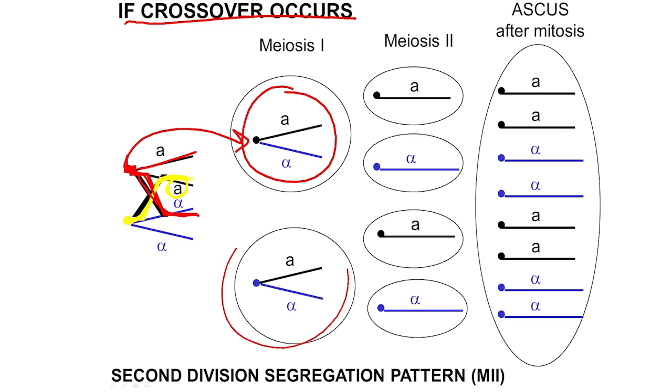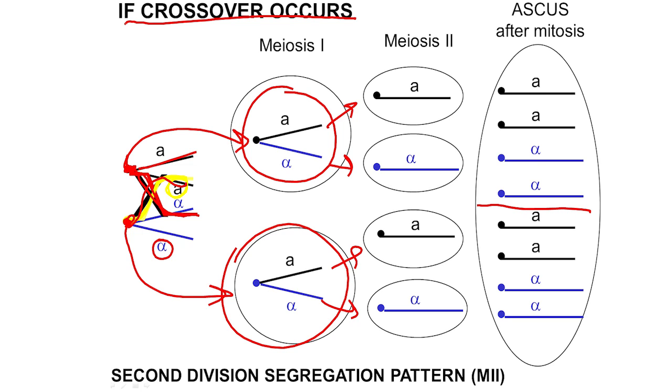And the same goes for this cell. This is the centromere that's being pulled over here, and it has an alpha on it, but now it also has that A on it. It's not that big a mystery. In meiosis 2, the sister chromatids get pulled apart, right? And after the mitotic division that makes 8, look what you have now. If you look at the top or bottom 4, you're going to see that they're not identical. Some are A, some are alpha.